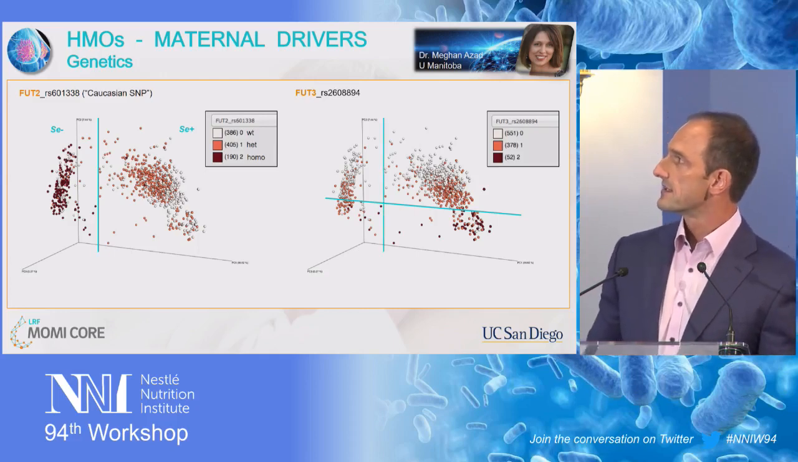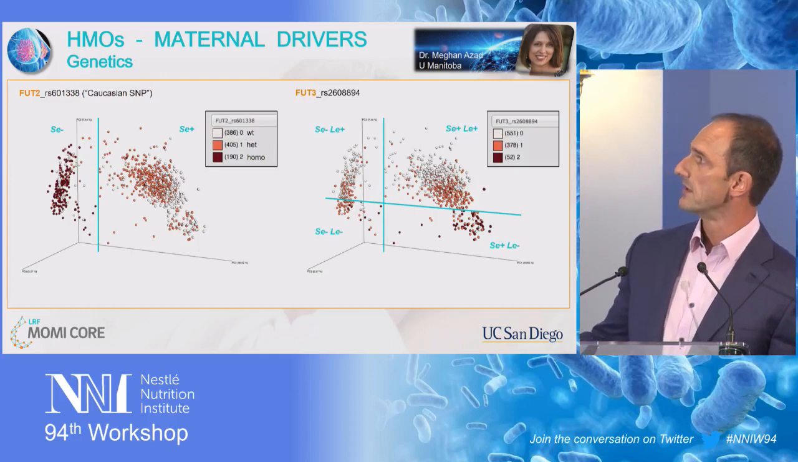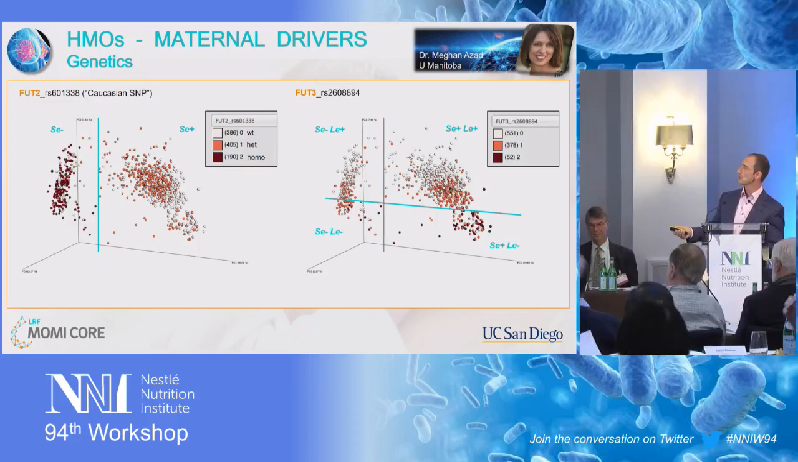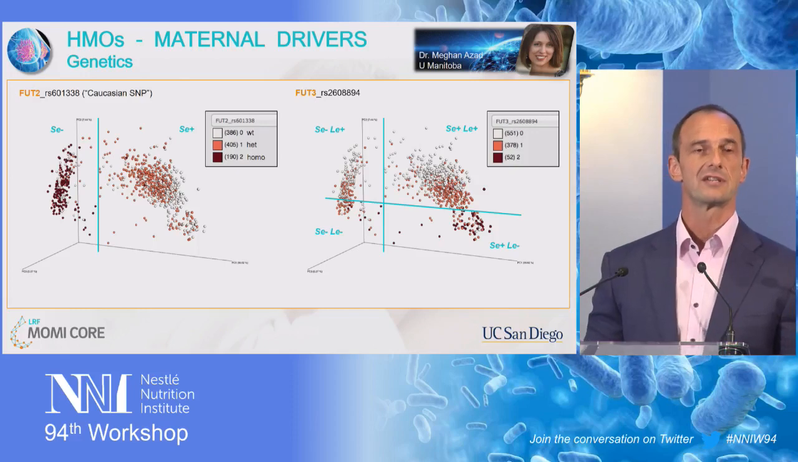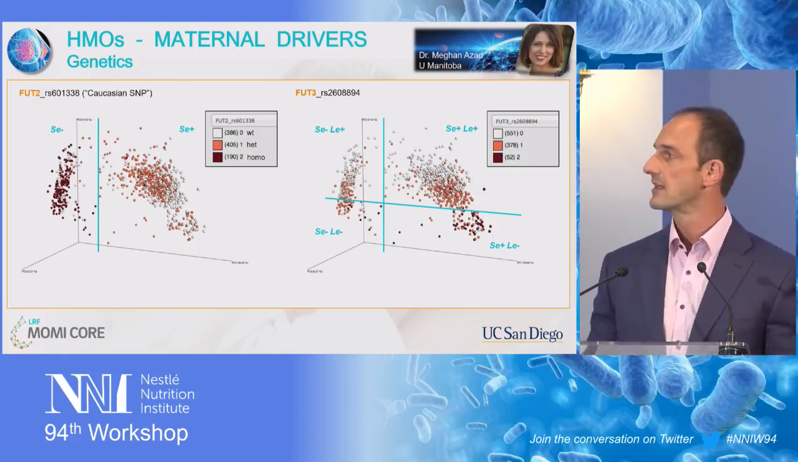So eventually you can cluster this in secretor positive, Lewis positive in this quadrant here. So that's active FUT2, inactive FUT2 and active FUT3, and you can go through the different quadrants, and you see how genetics really determine the oligosaccharide composition on a global scale. This is not just one oligosaccharide.